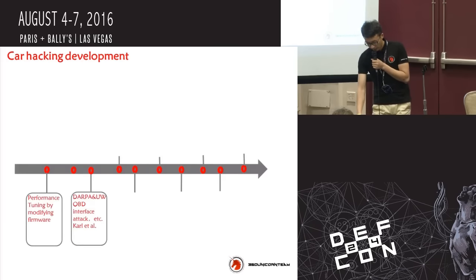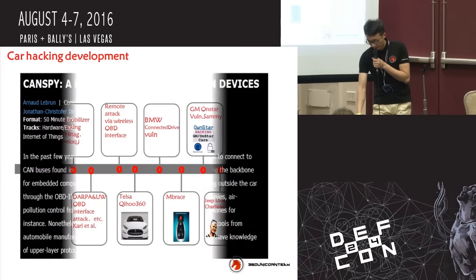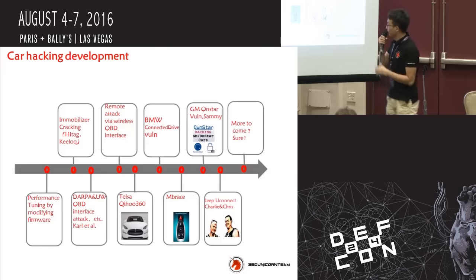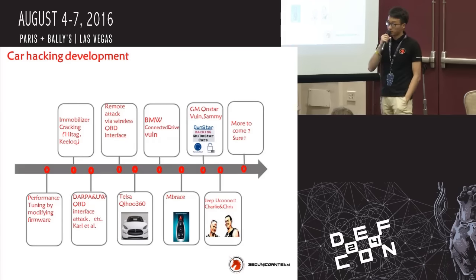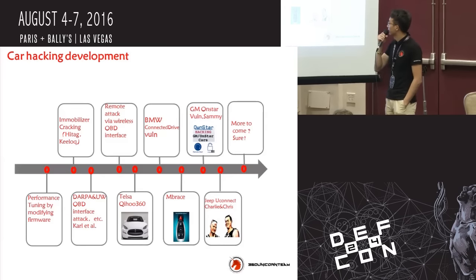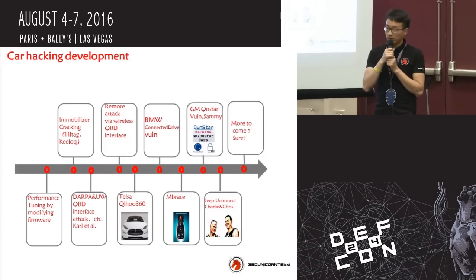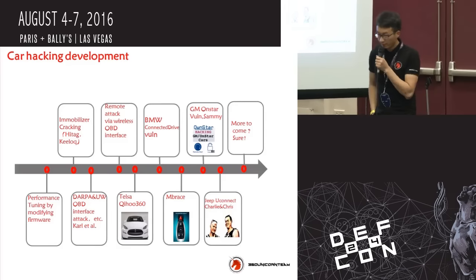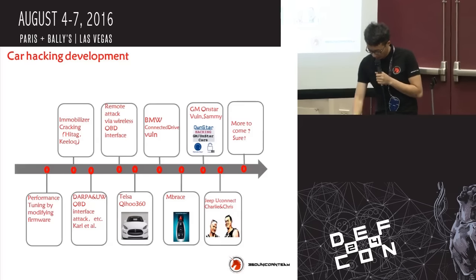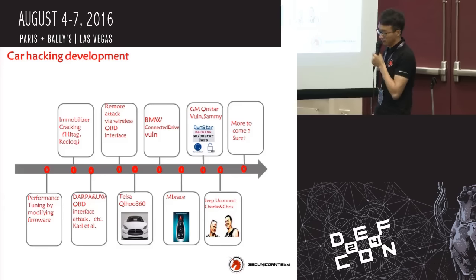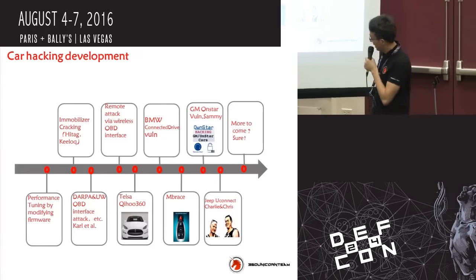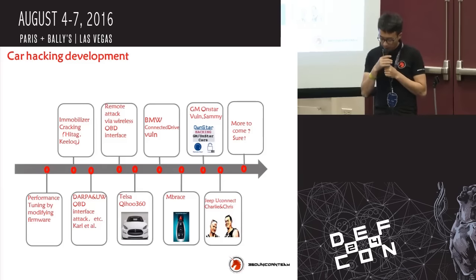Okay, so this is a timeline of car hacking development. It all started from performance tuning. Hackers tried to modify the firmware in order to increase the performance of their cars. For example, if the car manufacturers have a speed limit programmed inside the controller of the automobile, they might change that. And then immobilizer hacking, with the purpose of stealing the car. And then it started remotely hacking the car, so you can remotely control the car too.